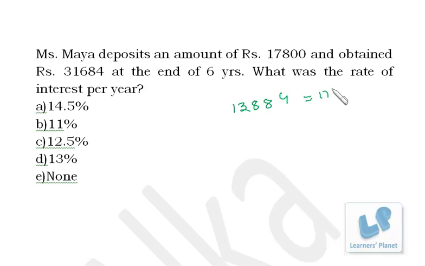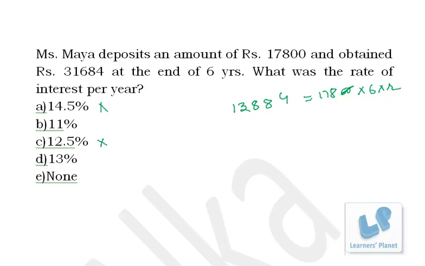Now 17,800 into 6 into R by 100. So this is precisely the calculation that we have to do, okay? Now you can even go by option. You can make the calculation as you wish. See, this is an even number, so R should not end at 5 because it will produce 0, and left hand side we have unit digit as 4. So this option and this option, both of them are eliminated.